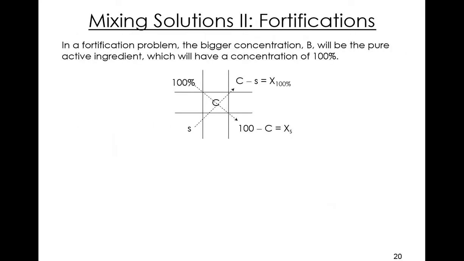Fortifications can be solved using, again, two equations with two unknowns, or by using the alligation alternate tic-tac-toe. The only difference between the alligation alternate examples we just saw is that this time the bigger concentration is going to be 100%, because that's the concentration of pure drug that's being used to fortify the drug preparation.